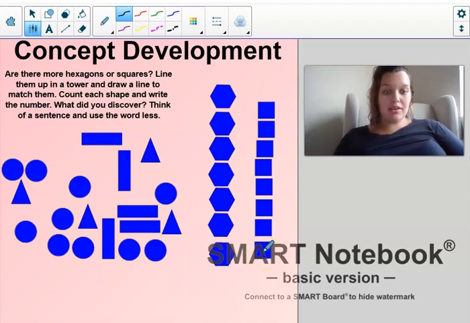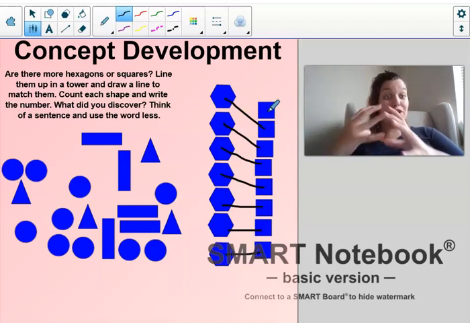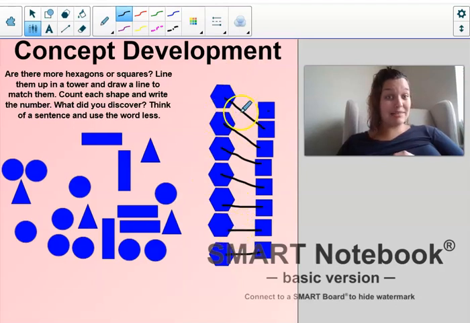Okay? So square, hexagon, square, hexagon, square, hexagon, square, hexagon. Square. But there's no hexagon up here. So I can already tell just by that which group has less. What shape do I have fewer of? I have fewer hexagons because I don't have a hexagon to match the square. So I have fewer hexagons.